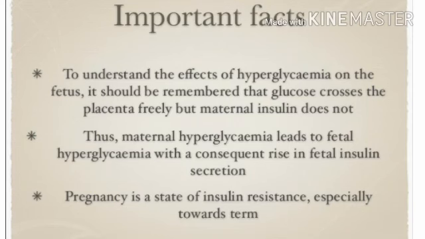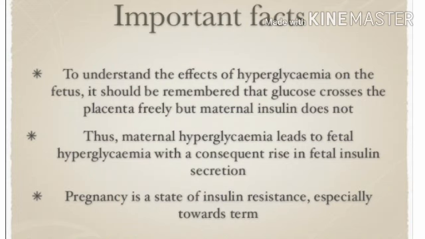Hyperglycemia of the mother affects the fetus also. Glucose crosses the placenta, but maternal insulin does not cross the placenta. Therefore, glucose level in infants also increases. Insulin level in infants also increases. That leads to fetal hyperglycemia and a rise in fetal insulin secretion. Moreover, pregnancy is a state of insulin resistance, especially towards term.